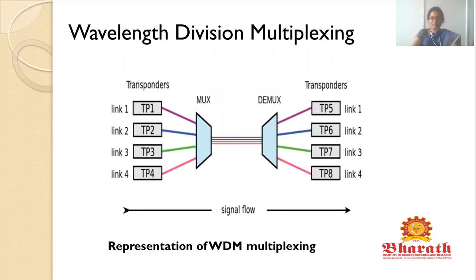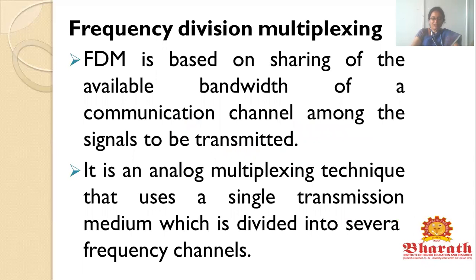And this is the representation of WDM multiplexing. So on the input side, transponders, we have link 1, link 2, link 3, link 4. These are the different users and all these different users are given into the multiplexer. So the multiplexer combines all the signals and gives a single output to the transmission channel. In the demultiplexer, the single input is received and it is given to the different transponders, that is, link 1 to link 4. So next type is frequency division multiplexing.